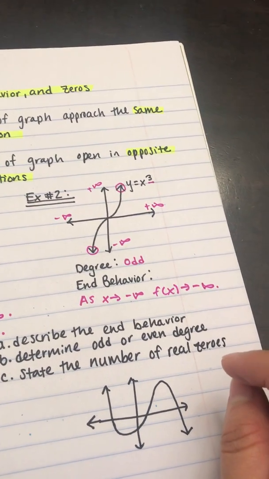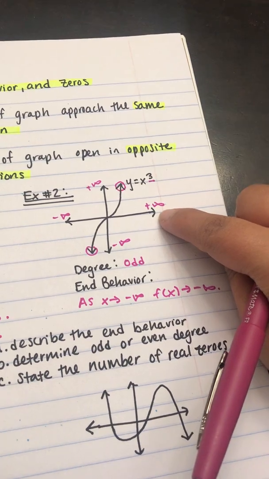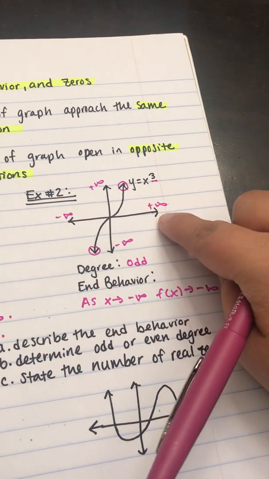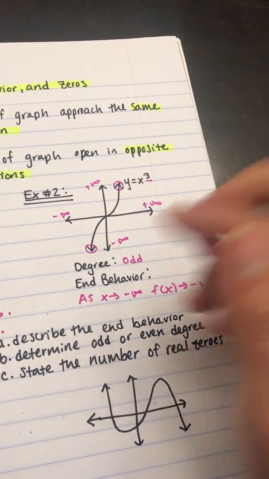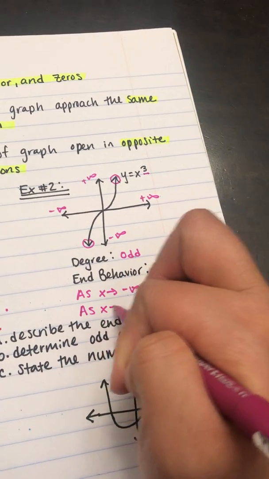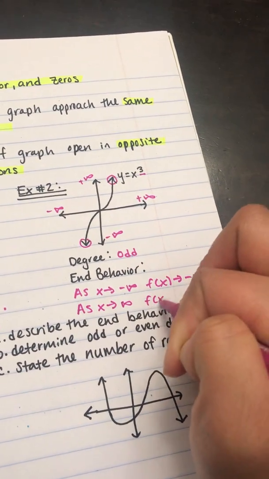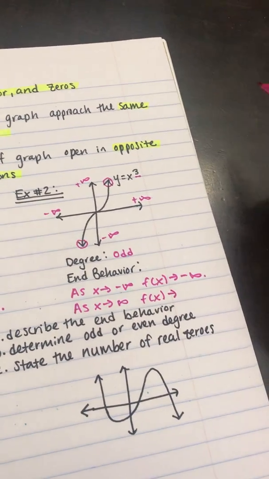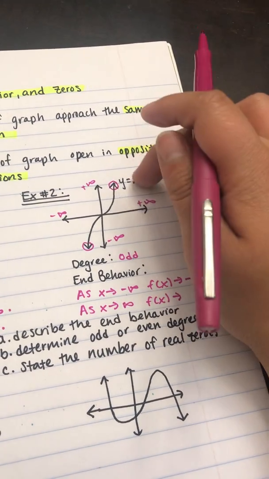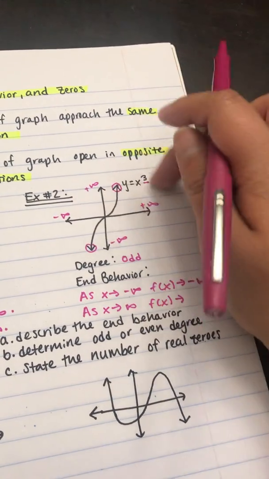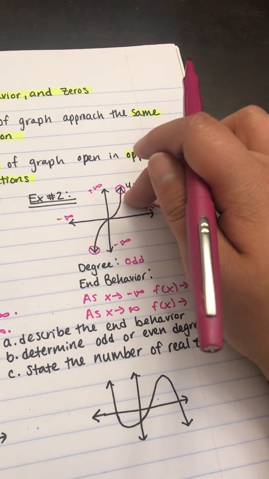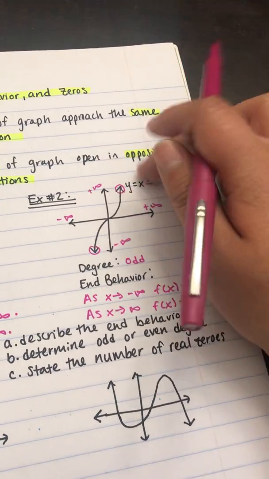Now I'm going to talk about the right side. Remember, on your right side of your graph, the x's are always positive. So I'm going to say as x approaches positive infinity, and then on the right side, since that endpoint is going up, f of x or my y's are positive. So they're going towards positive infinity.